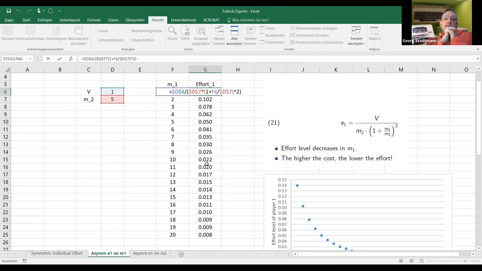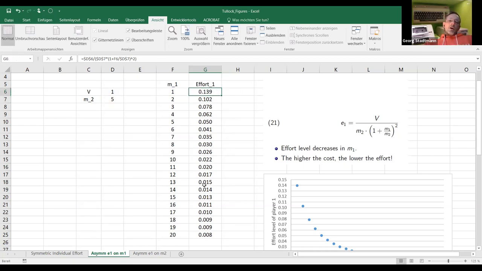Prize money is given in D6. We are freezing cell number D6 because we always want to refer to this cell. Then we divide by, in brackets, D7, this is marginal cost M2 of player 2. And then once more in brackets, 1 plus F6. F6 is not frozen. It is the marginal cost of player 1, M1, divided by D7. The marginal cost of player 2 is frozen. And then brackets, we square it. And once more brackets for the denominator.